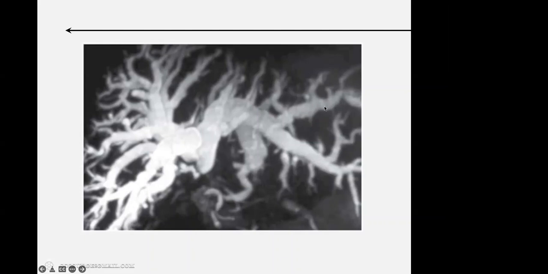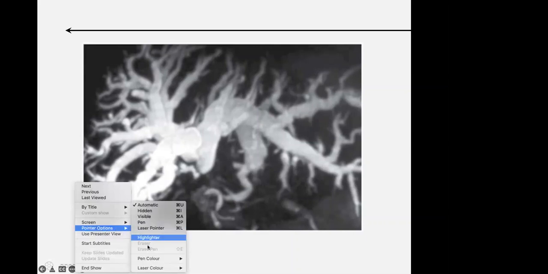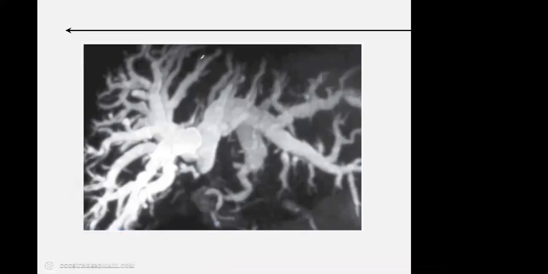So this is the left lobe. Okay, I just want to get the cursor. So pointer option, pen color, right. So if you see an MRCP sequence and if you divide the liver into two segments, this is the left lobe of the liver and this is the right lobe of the liver.